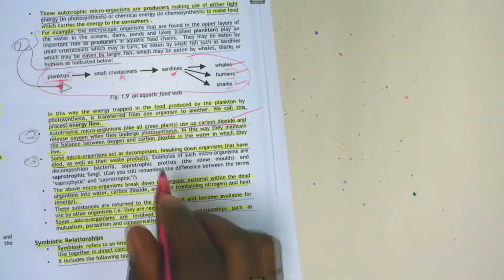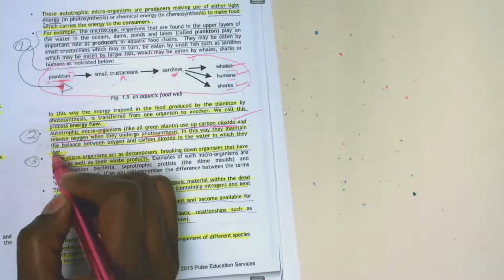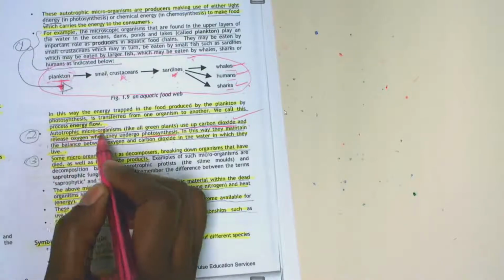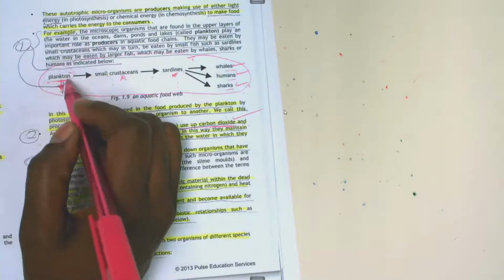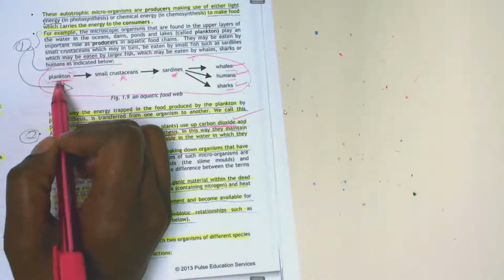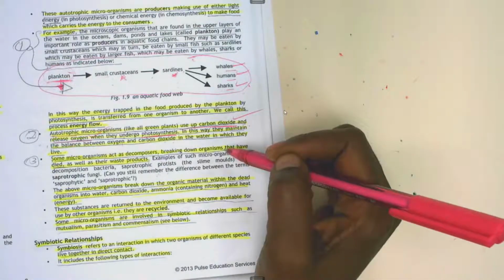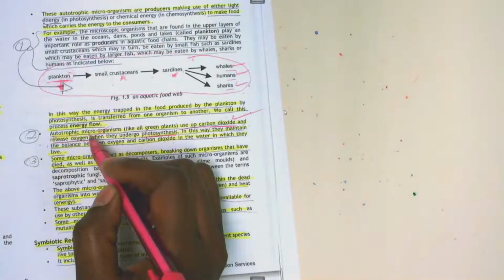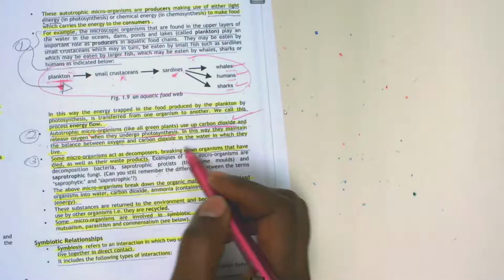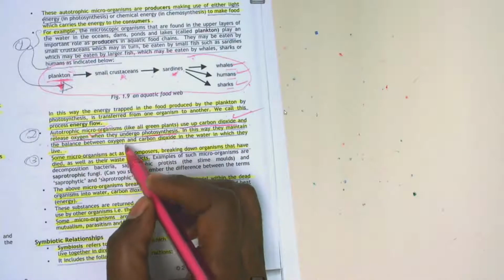So when we go back to point number 2, you will have to remember that autotrophs or autotrophic organisms, which are small plants found in water and called the planktons, use what? During the process of photosynthesis, they use carbon dioxide, and then they release oxygen. And in that way, there will be that balance between oxygen and carbon dioxide.